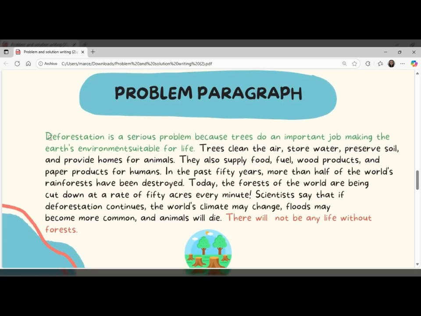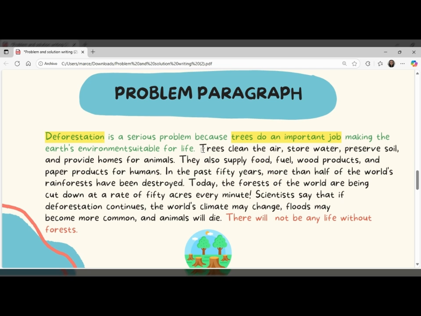In the topic sentence, you're going to indicate what the problem is that you're going to be presenting. In my example, the problem is deforestation. And then I'm going to explain why I think deforestation is a real problem. I'm indicating here the importance of trees, and then I'm going to provide examples on why trees are essential for life on our planet.